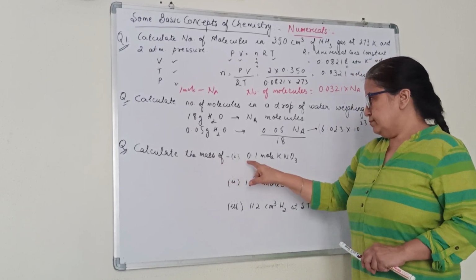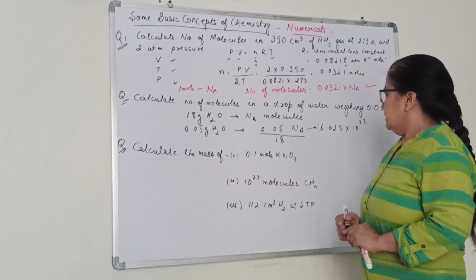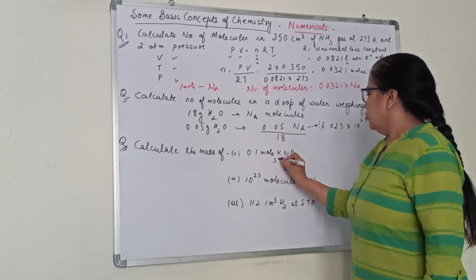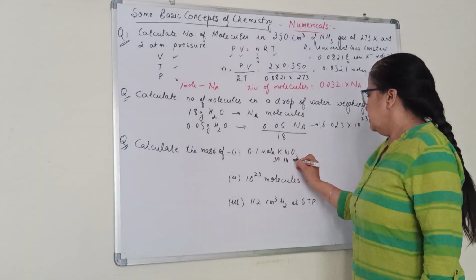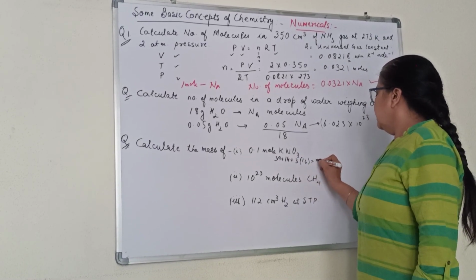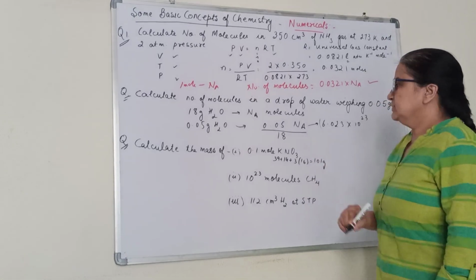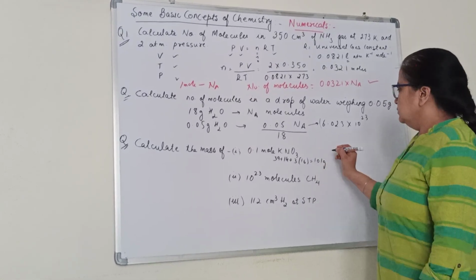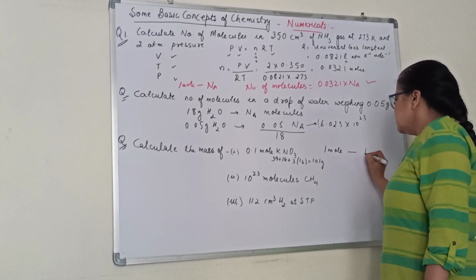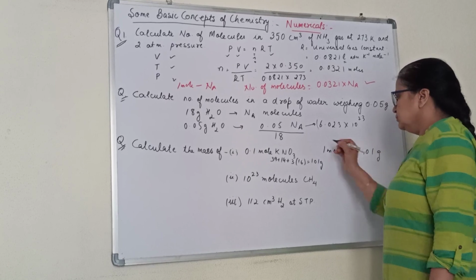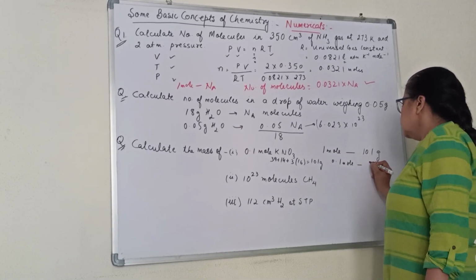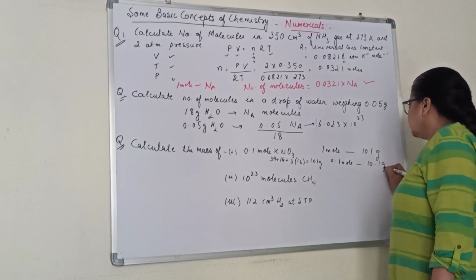Calculate the mass of this much mole. Let us see first what is the mass of it. It is 39 for potassium, nitrogen is 14, and then for oxygen you have 3 into 16. You will get 101 gram. This is for 1 mole. We know that for 1 mole the mass is 101 gram. Obviously, for 0.1 mole, what will be the mass? It will be 10.1 gram.